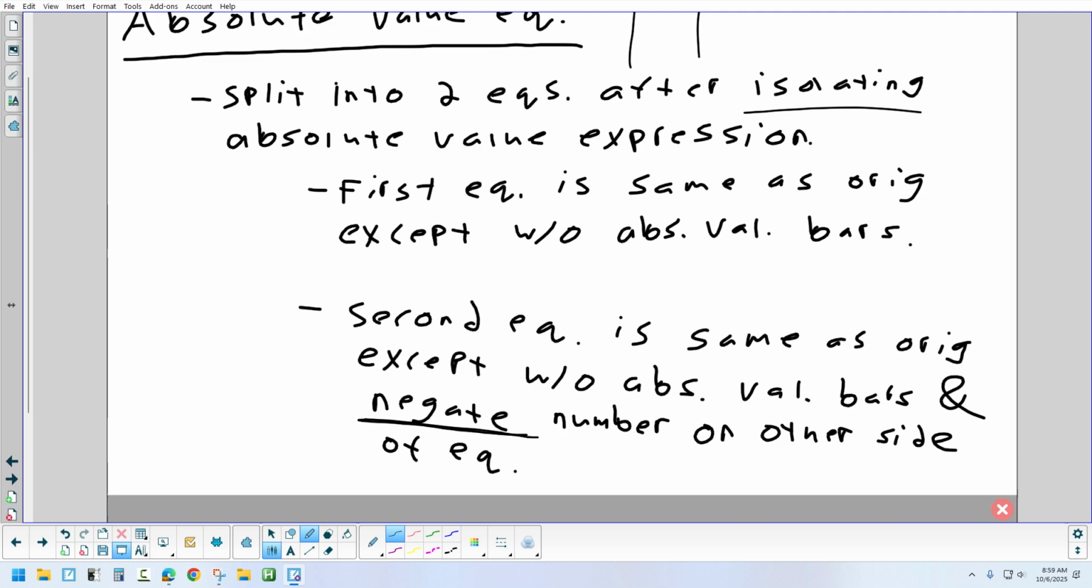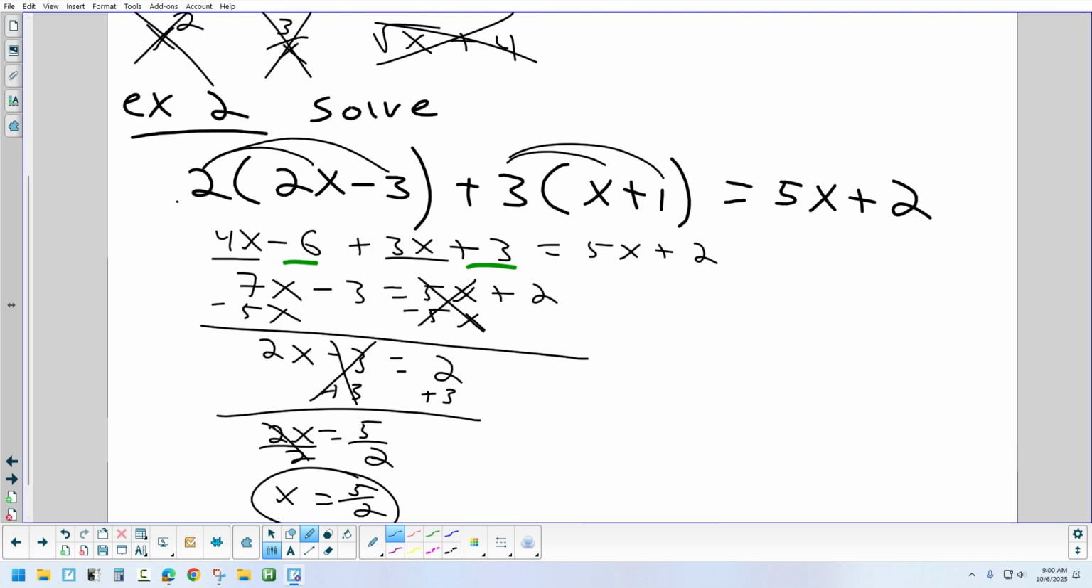Okay, so first equation, copy down the original without the bars. Second equation, copy down the original without the bars again, and make the number on the other side the opposite. So generally, we're going to have two equations we always have to solve when we do absolute value. They will both be linear for what we're doing, but they're generally not as complicated as this one. They're much simpler.